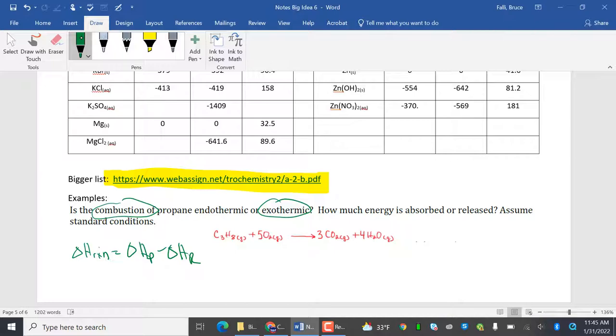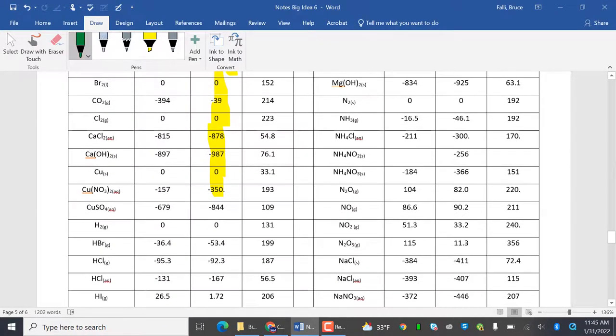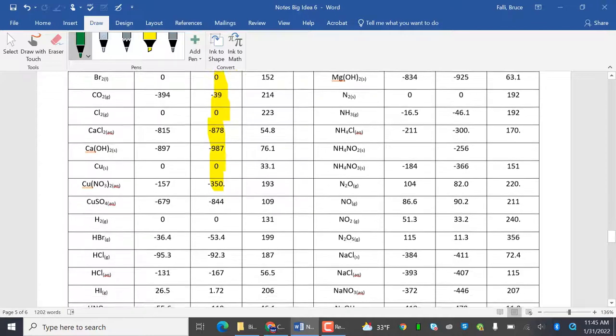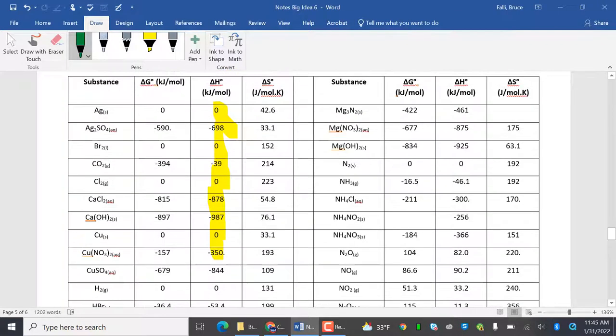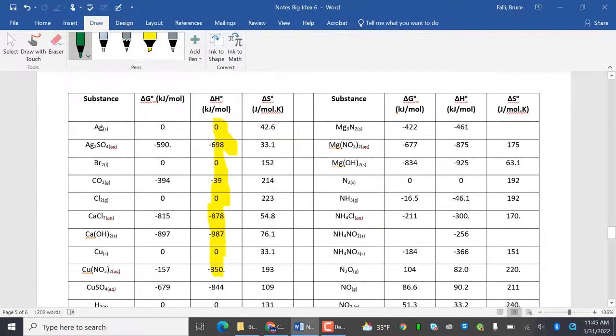Okay, so my products are 3 CO2s. So 3 times CO2. So I need to look on this table for CO2. And again, I'm looking at CO2. I swear I saw it, and now I lost it. Carbon dioxide, there it is, negative 39. I don't think that's right.